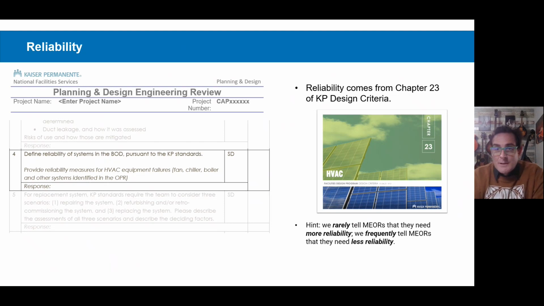But I can give you 4 examples from the last 3 months where we had to tell mechanical engineers that they've oversized the reliability and they need to scale it back. So do be creative here. Use the natural system diversity. Not every system requires 100% backup, right?